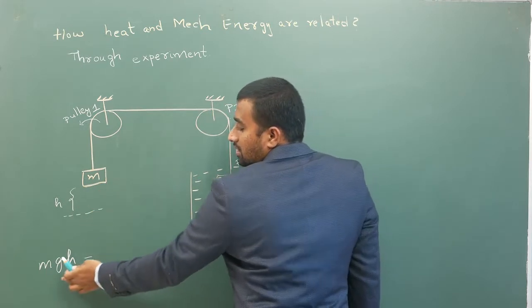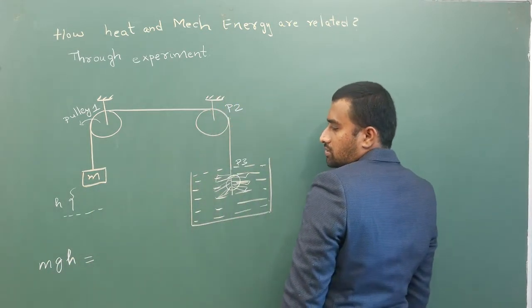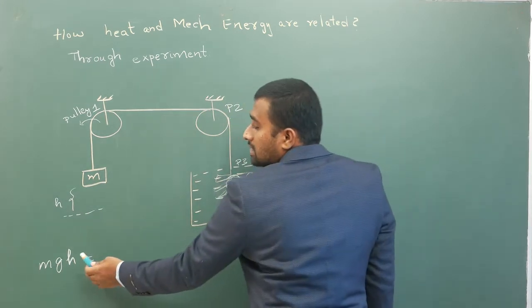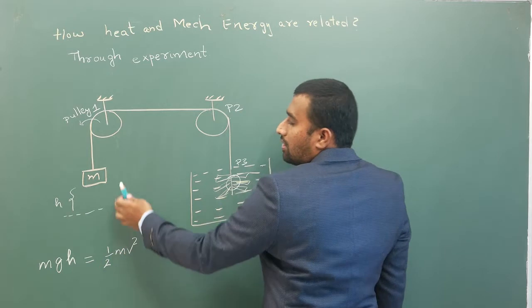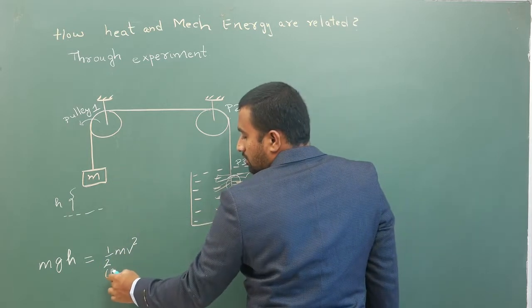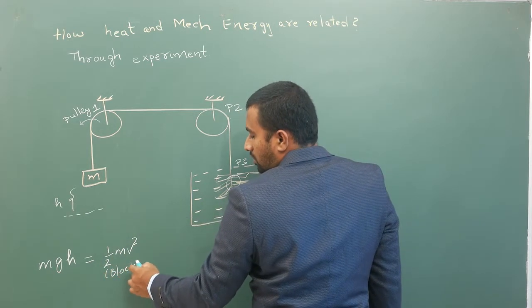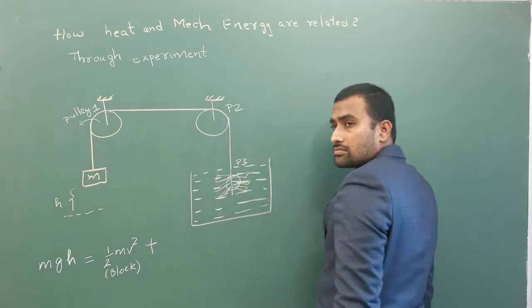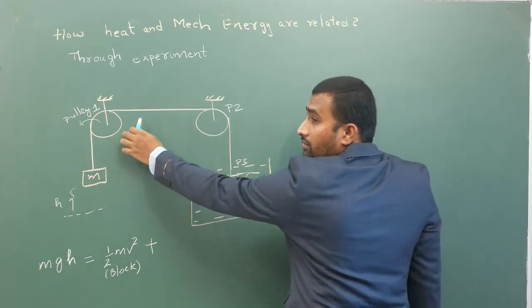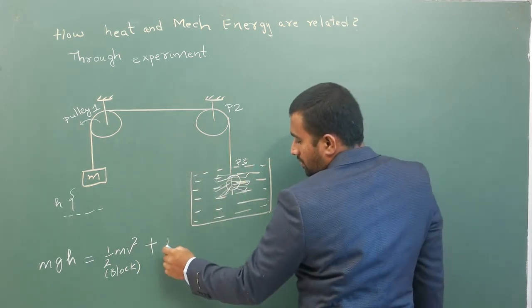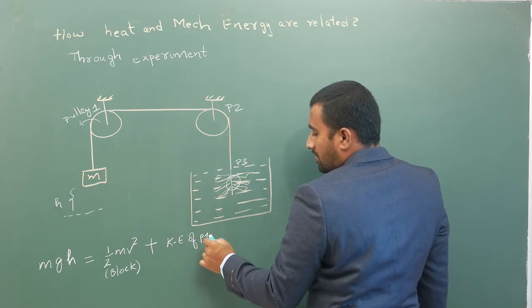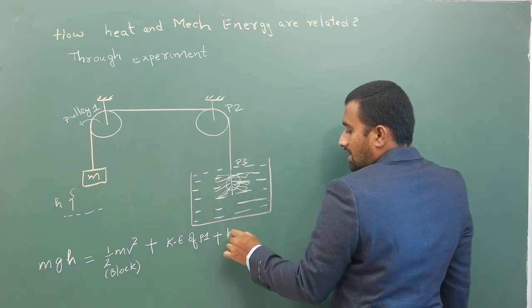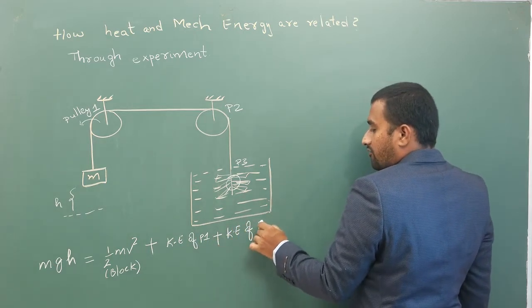So this energy loss is given by mgh. Now this energy loss will be distributed to the kinetic energy of this block, plus for the pulleys you will have rotational kinetic energy. So KE of pulley P1 plus kinetic energy of pulley 2.